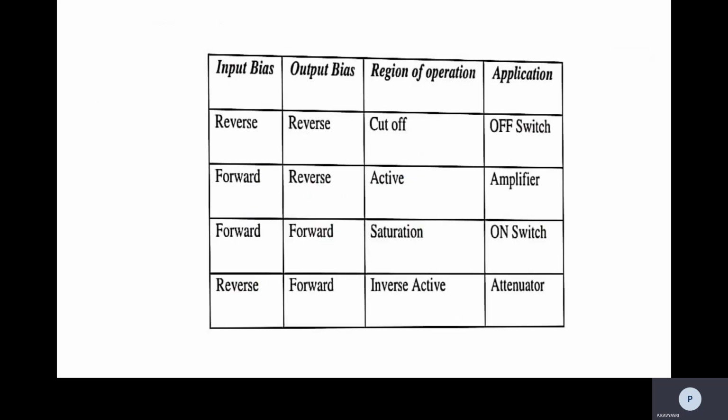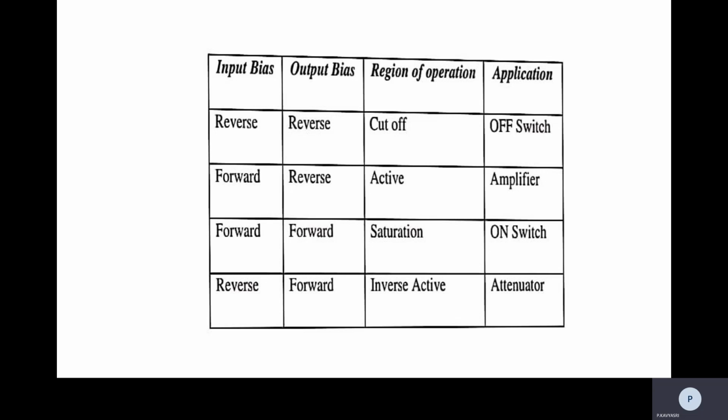Now we will see the different types of regions. In the last class I said the transistor should be in the active region, and I gave one short trick, EFCR: the emitter junction should be forward biased and the collector junction should be reverse biased. In that condition we say the transistor is in the active region and it can act as an amplifier. If the input is forward biased and the output is reverse biased, then it is in the active condition and the application is an amplifier.